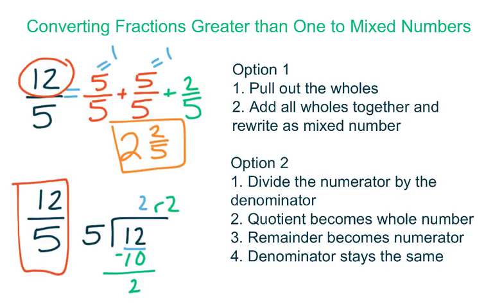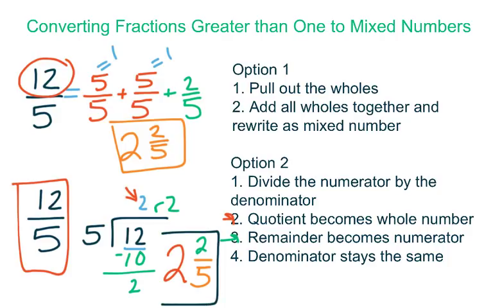Now, this is very similar to what we did when we were rewriting our division problems as a fraction. We divided first, and then we rewrote them. Step number 2 says our quotient becomes our whole number. Our remainder, step number 3, becomes our numerator, and our denominator stays the same.